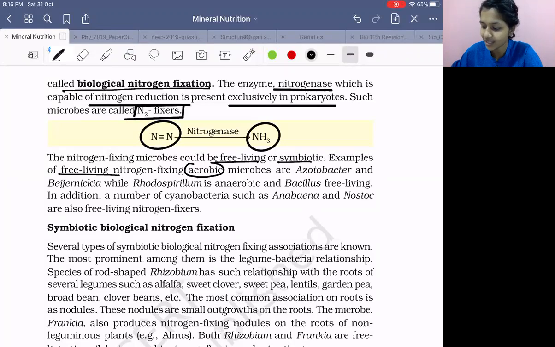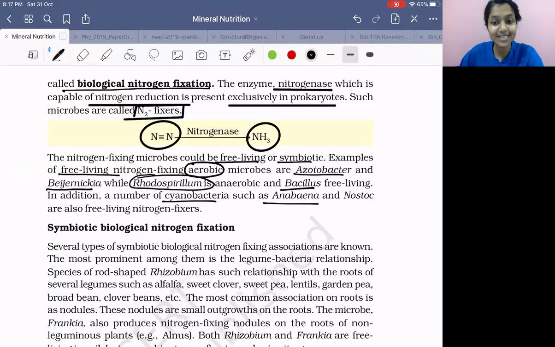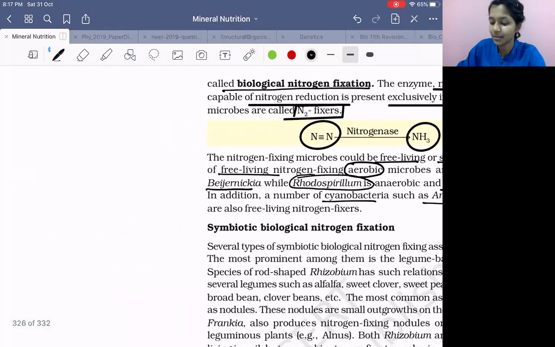What is the nature? Aerobic. What do you mean by aerobic? They require oxygen for their respiration process. What are they? Azotobacter, Beijerinckia, Bacillus, cyanobacteria, Anabaena. What about Rhodospirillum? Rhodospirillum is free living, but it is anaerobic. Please remember this example.